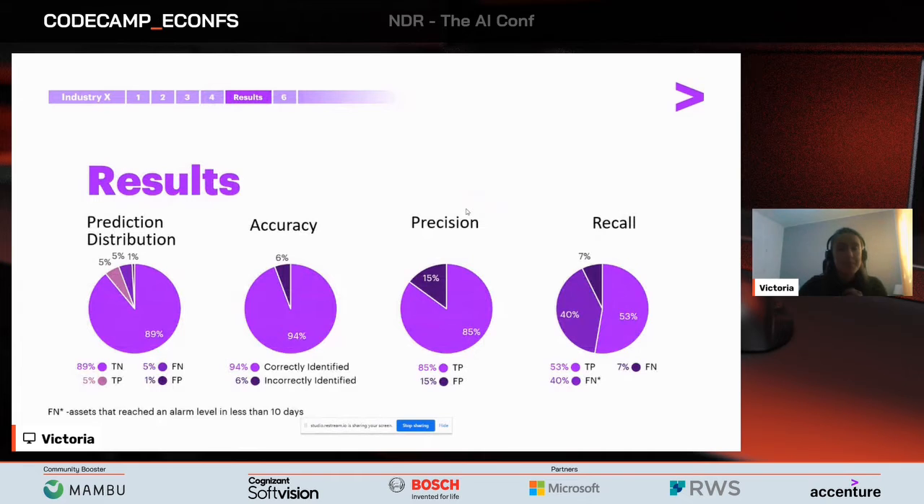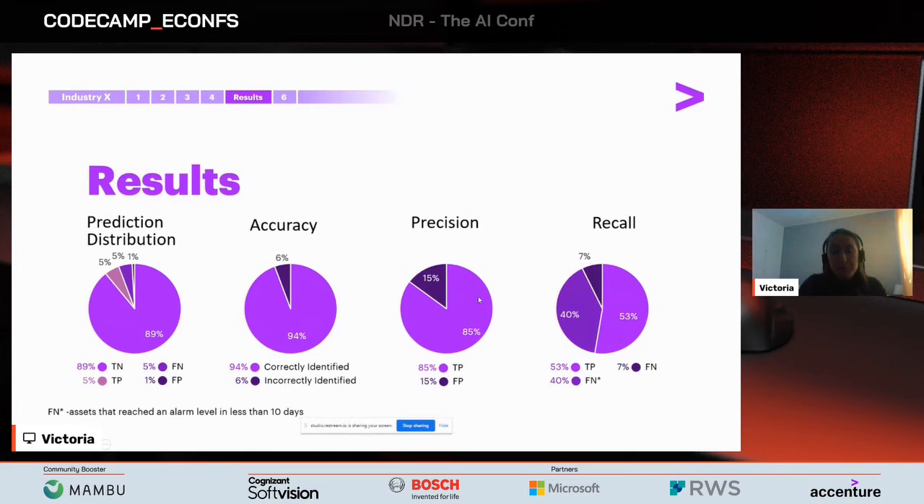For the results, well, first of all, as probably everyone expected, the data we had to work with was imbalanced. 90% of the motors don't actually reach alarm state, and only 10% of them reach alarm state in a particular day. The accuracy we had was 94%, but given the nature of the data, the fact that it's imbalanced, we had to look also at precision and recall.